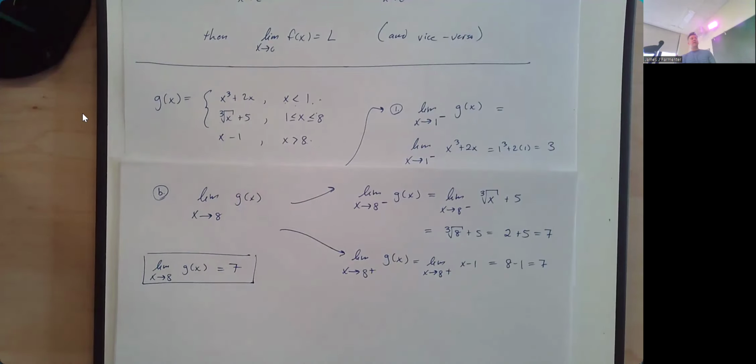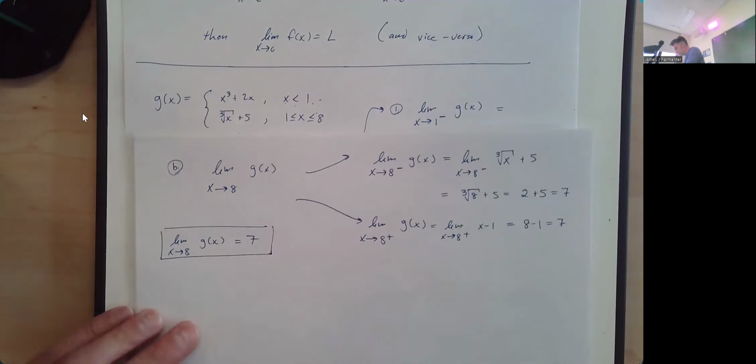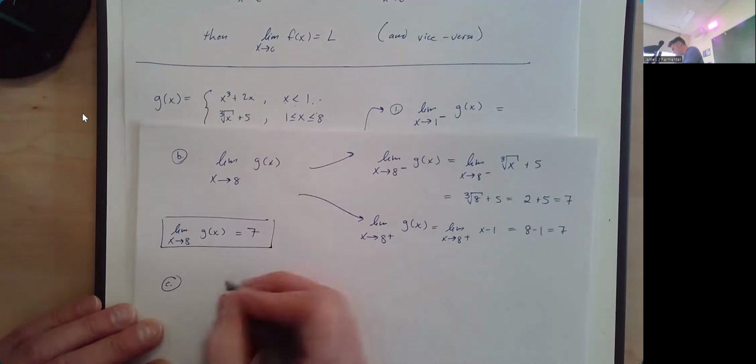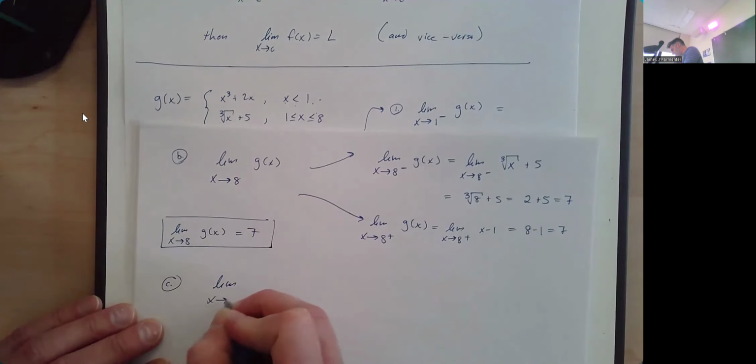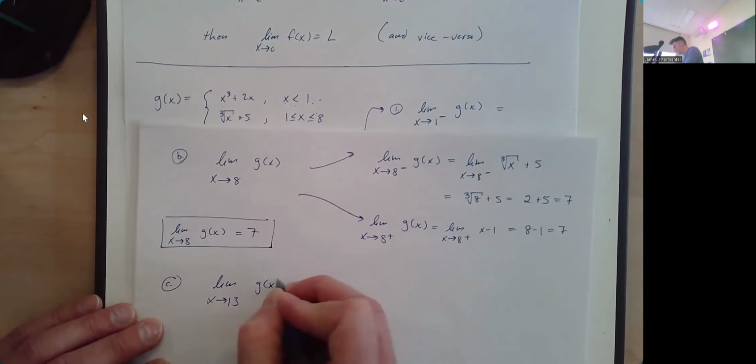So usually with piecewise functions like this, when you're looking at a limit, you have to look at a limit from either side, because most of the time you're going to be asked about the places where you change from one piece to another. That said, someone could totally ask you, for this same function, what's the limit as x approaches 13 of g of x?